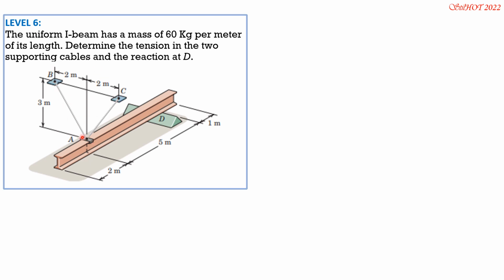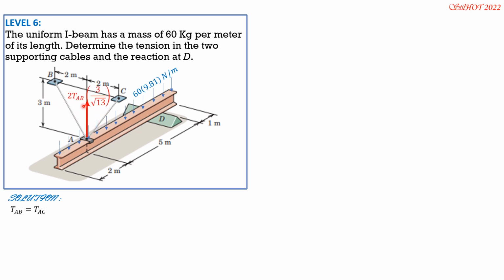Therefore, we expect tension in AB to be equal to that of tension AC. And this is the loading, which is 60 times 9.81 in newtons per meter. So the vertical component of tension AB is tension AB times 3 divided by square root of 2 squared plus 3 squared, or square root of 13. We multiply it by 2 because tension AC is also equal to tension AB. So this vertical tension is 2 times tension AB times 3 over square root of 13.